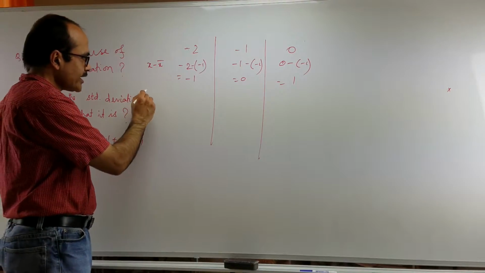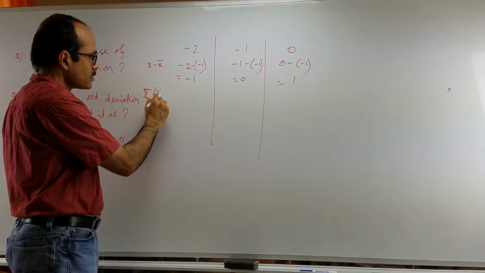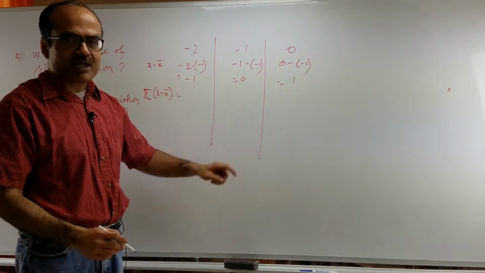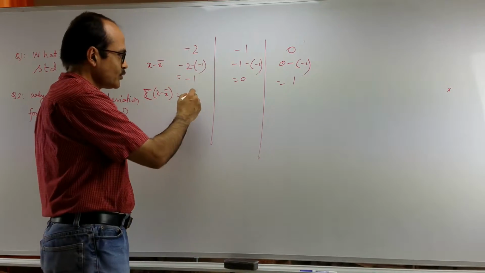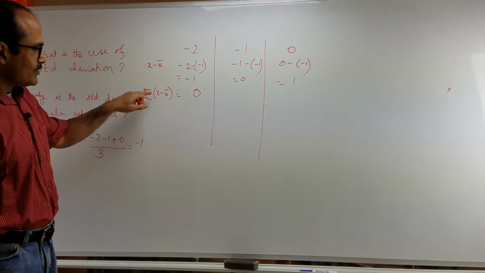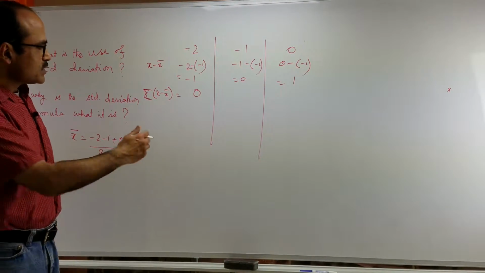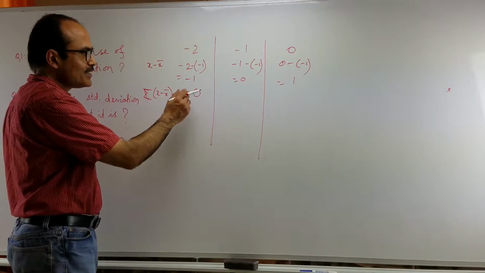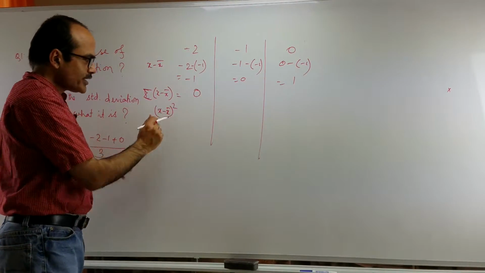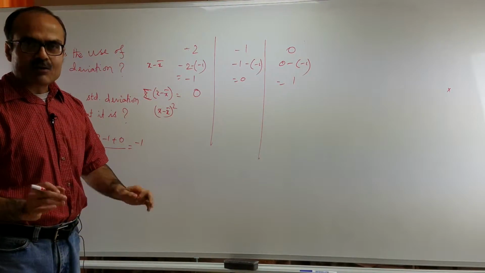Now, if we try to get the sum of the deviations, we always get 0. It is -1 plus 0 plus 1 in this case, but we always get 0 because that is how the mean is defined. So, always the summation of x minus x bar is 0. So, we cannot do that. To avoid getting 0, we take the squares, because if we take the squares, all the values become positive. So, the sum cannot be 0.